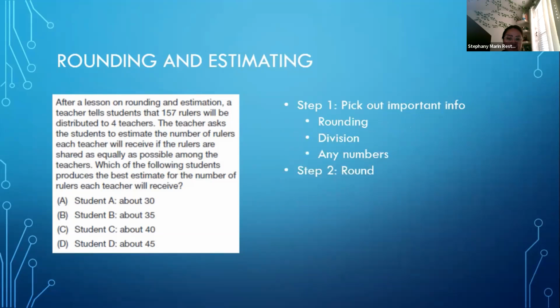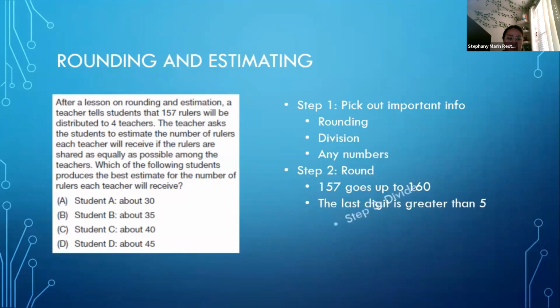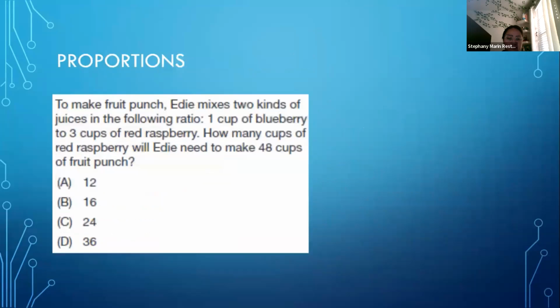Next, we're going to round. So we're going to take our 157, and that's going to get rounded up to 160, because that's how many rulers are going to be distributed among the teachers. And we do this because the last digit is greater than 5. And now we're going to divide our 160 by 4, and that gives us 40. So the answer choice is C.